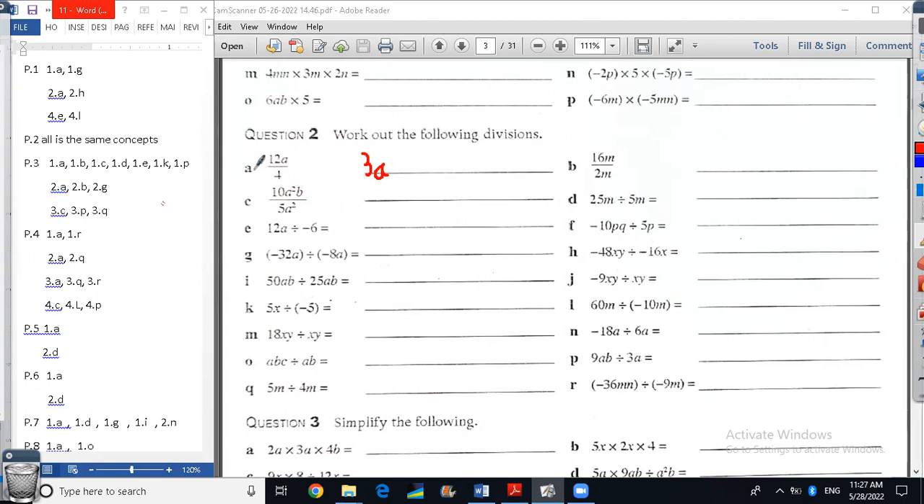All right, next question here. It's page 3, question 2b. 16m divided by 2m. 16 divided by 2 is actually 8. M divided by m. Bye-bye. So it's just 8. Okay.